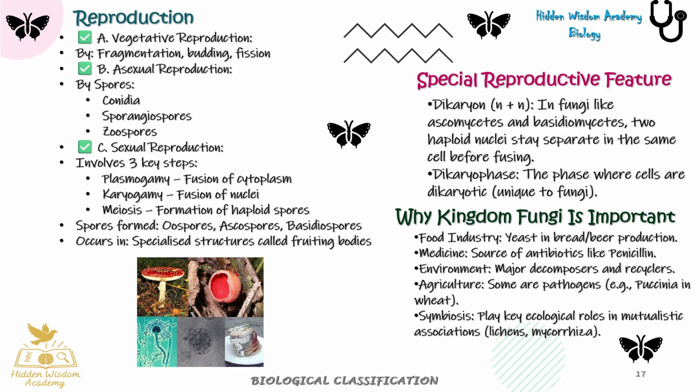Why Kingdom Fungi is important. In the food industry it is used as yeast in bread and beer production. In medicine they are a source of antibiotics like penicillin. In the environment they play the major role of decomposers and recyclers. In agriculture, some are pathogens, example, Puccinia in wheat. Symbiosis, they play key ecological roles in mutualistic associations, lichens, mycorrhiza.